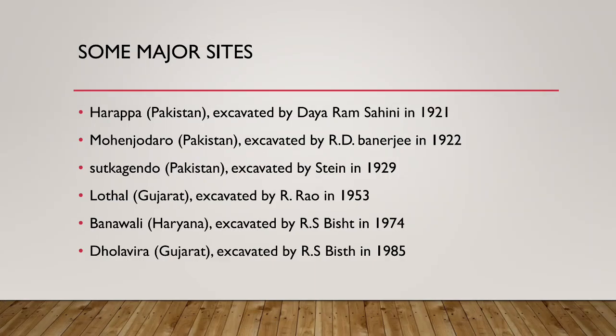Some major sites. Harappa, situated in Pakistan now, previously it was in India, excavated by Dayaram Sahni in 1921. Mohenjo-daro, again situated in Pakistan now, excavated by R.D. Banerjee in 1922. Sutkagen-dor in Pakistan, excavated by Stein in 1929.